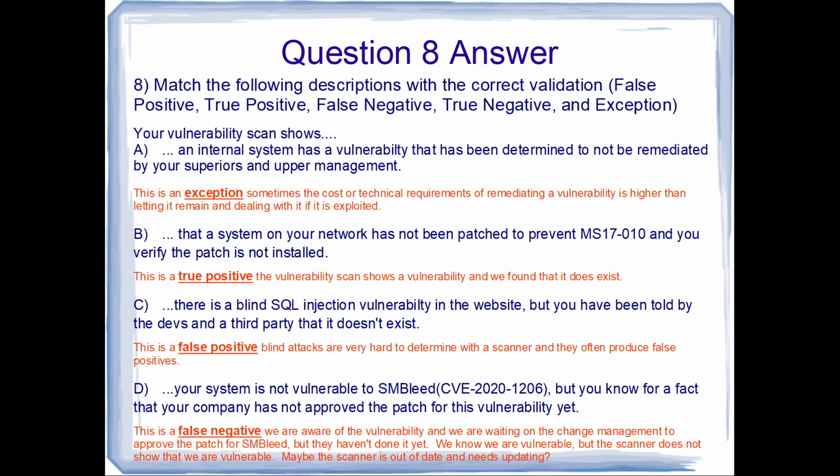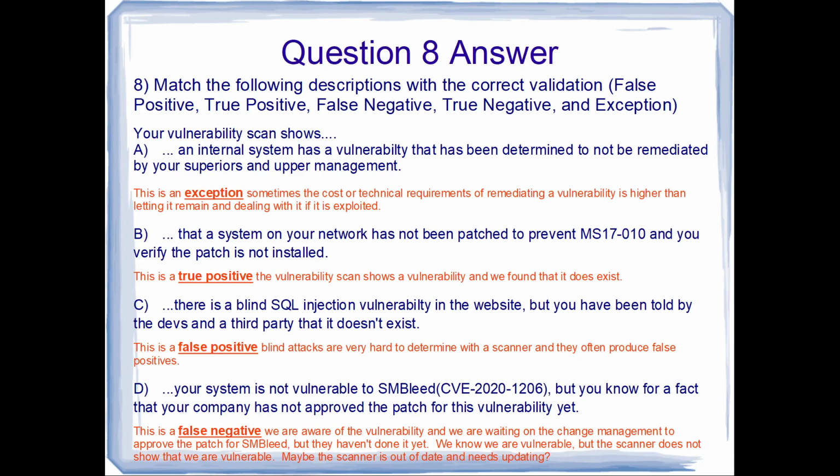Our scan shows that the system on your network has not been patched to prevent MS17-010, and you verify that the patch is not installed on the system. This would be a true positive. The vulnerability scan shows a vulnerability, and we also can prove that that vulnerability does exist in the system.